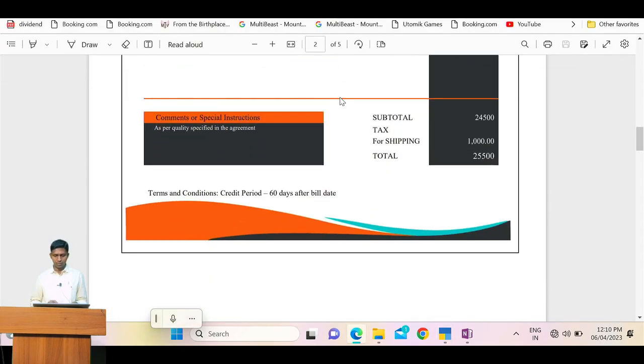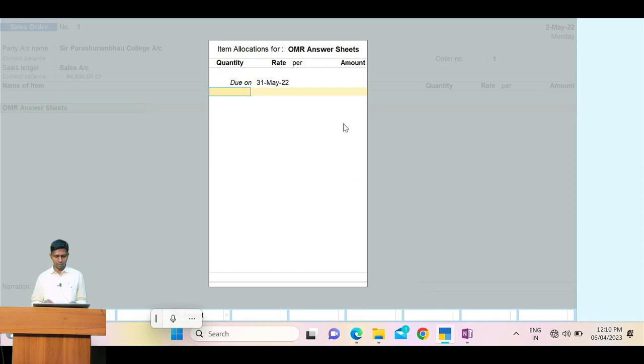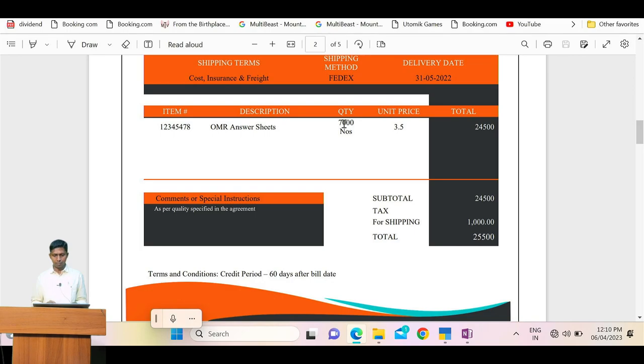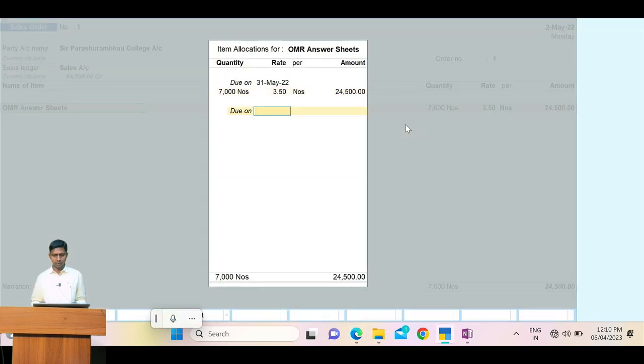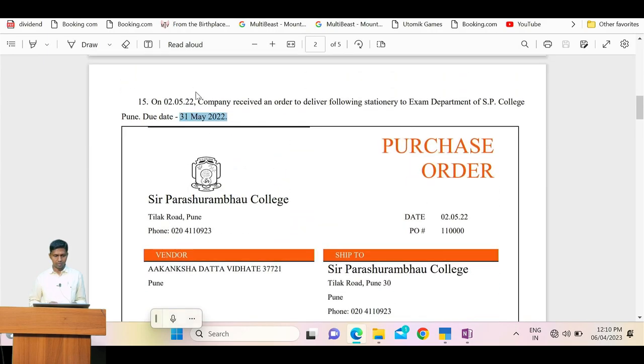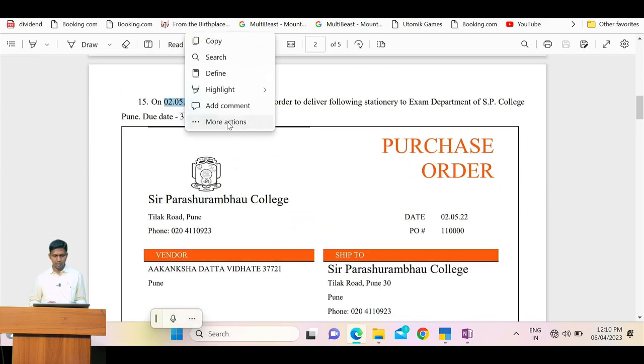How many sheets does SP want? Quantity 7000, and they are ready to pay 3.5, not 4, but 3.5 per unit. Okay, enter. On which date did you get the order? On 2nd May. This is correct. Due date is also correct.